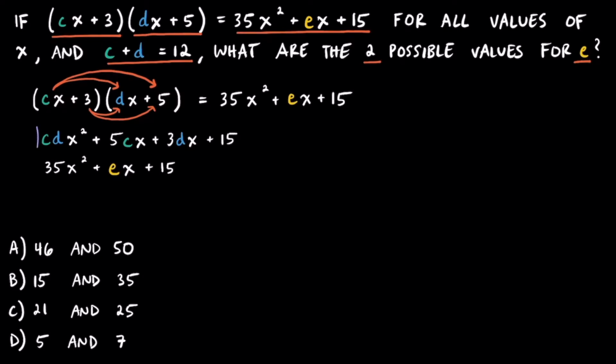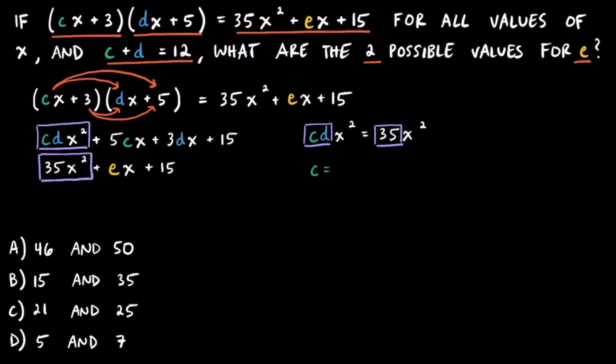If these equations must be equivalent, that means that this first term of cdx squared must be equivalent or equal to 35x squared. If that's true, and both of these terms have x squared, that means that cd, or c times d, has to equal 35.